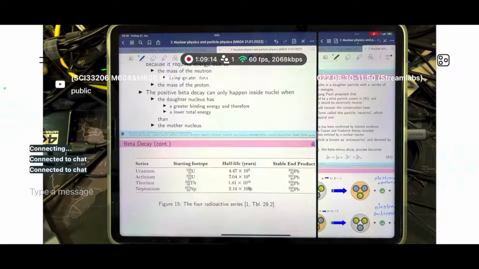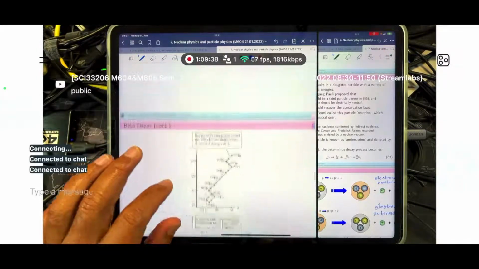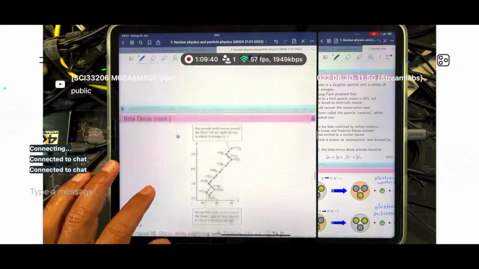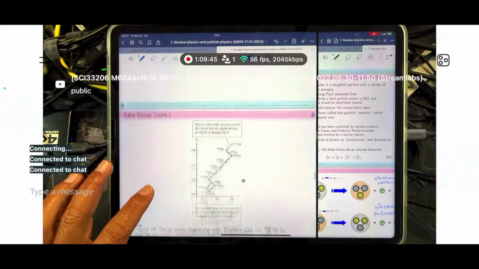It's brilliant. 10 billion years or something like that, and this one is 2 million years. Okay, neptunium. The most familiar isotopes for us are uranium 238 and 235, and one of the families, let's consider neptunium, right, or thorium 232.